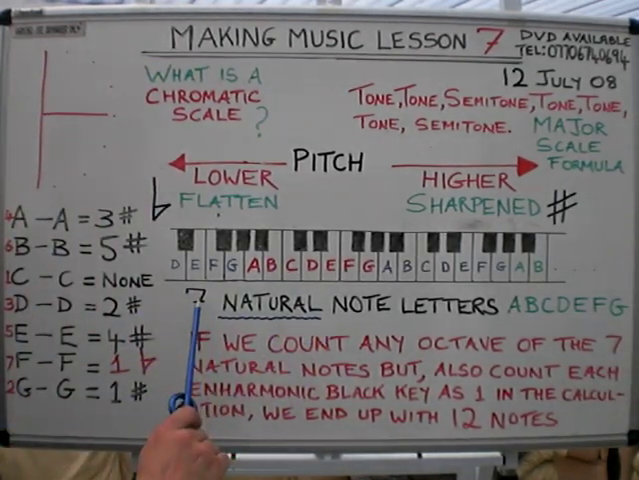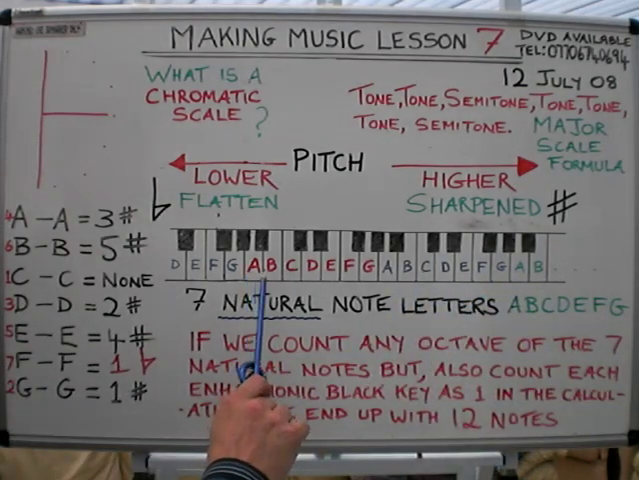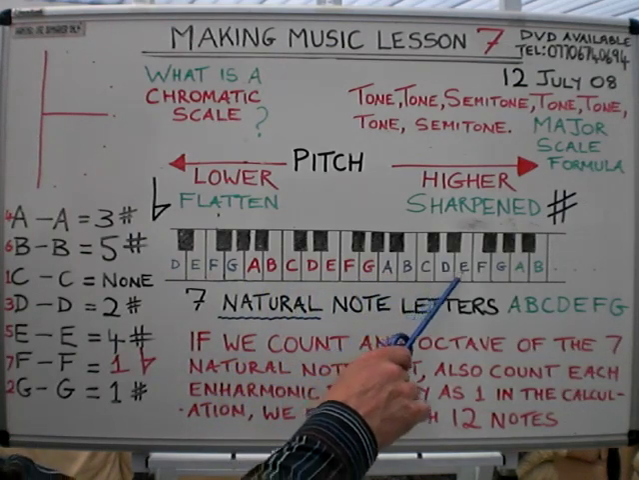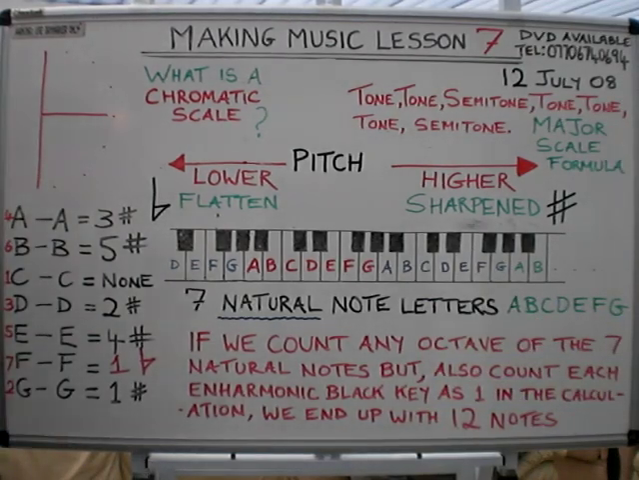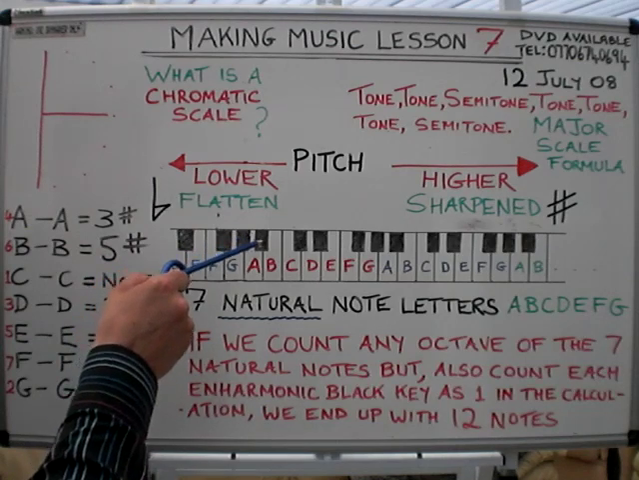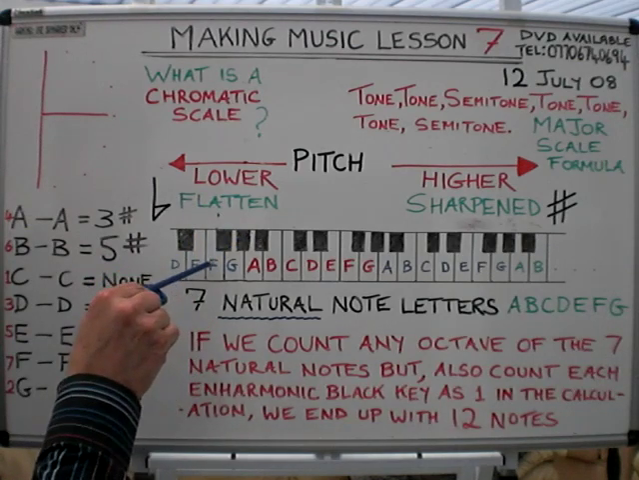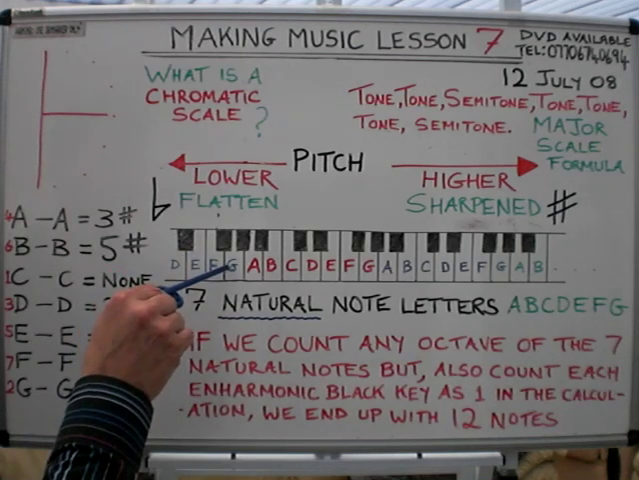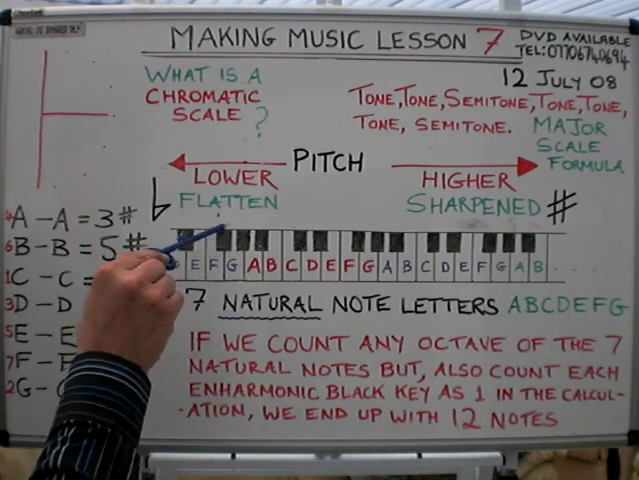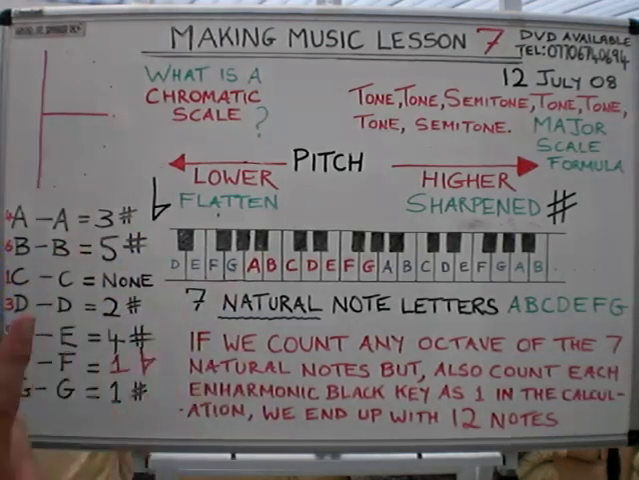What we've covered so far were the 7 natural note letters: A, B, C, D, E, F and G. We established that these are the white keys on a piano: A, B, C, D, E, F, G, and just repeated A, B, C, D, E, F, G, and so forth. Now, we've already spoken on the previous 2 lessons about the enharmonic black keys that are shared between the F and the G. It can be an F sharp or a G flat, or this one here can be a G sharp or an A flat. Enharmonic, basically it's still one key with 2 names.